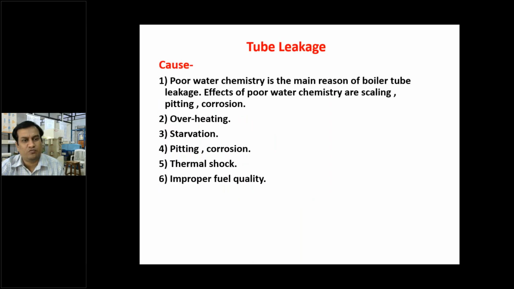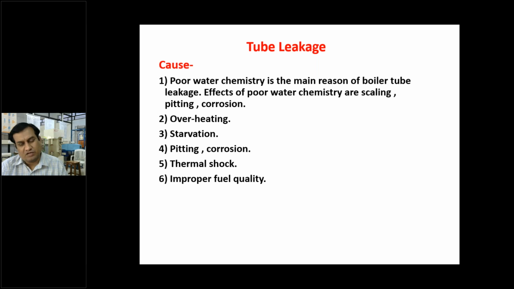So this is tube leakage. What are the reasons or causes for this tube leakage problem? Poor water chemistry is the main reason for boiler tube leakage. Effects of poor water chemistry are scaling, pitting, corrosion, etc.